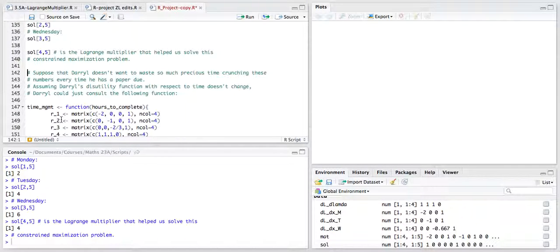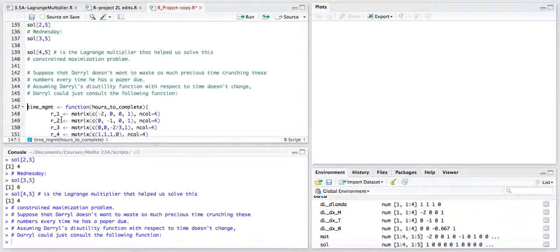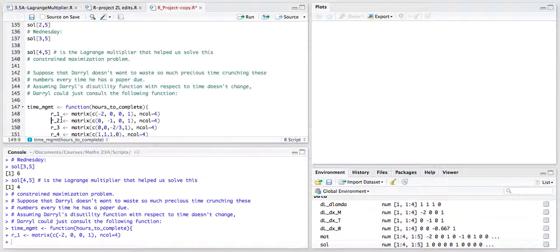So suppose that Daryl doesn't want to waste so much precious time crunching these numbers every single time he has a paper due, but he still does want to maximize his utility, or in this case, minimize his disutility for working on the paper. So Daryl decides to write an R script for himself to do this, of course. And he creates the following function.